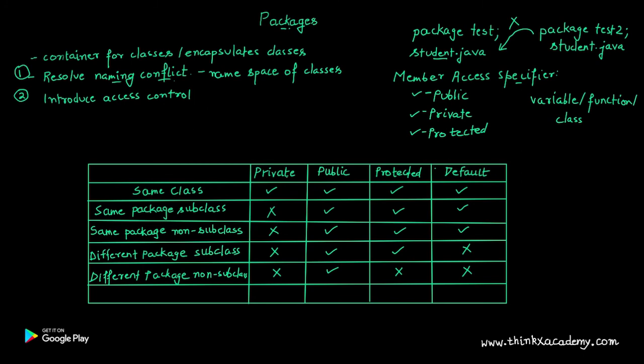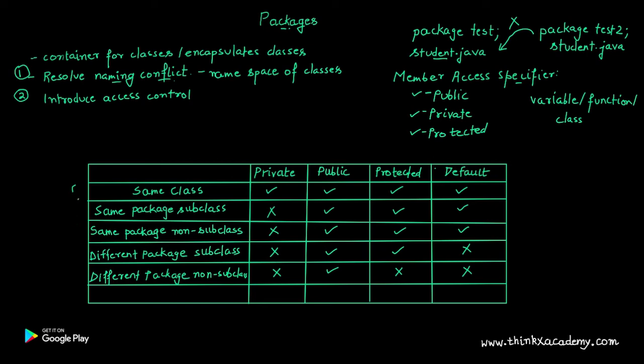As you can see, I have divided this table into columns where I have mentioned the member access specifiers: private, public, protected and default. The default case is where we are not writing any one of these member access specifiers. That does make a difference from the public access specifier. In the first two rows, we are considering the same package, and in these three rows, we are considering different packages.